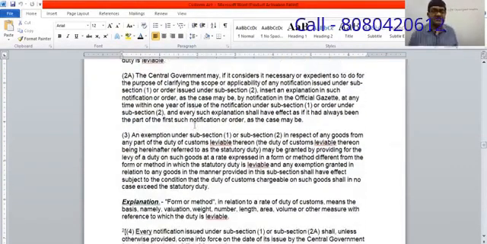Subsection 2A: the central government, if it considers it necessary or expedient to do so for the purpose of clarifying the scope or applicability. This is talking about adding a clarification in the notification or the order already issued under subsection 1 or under subsection 2. So this I'm going to explain to you.